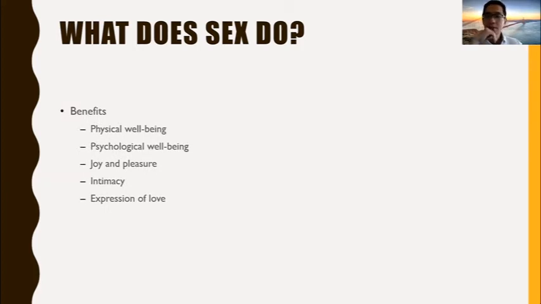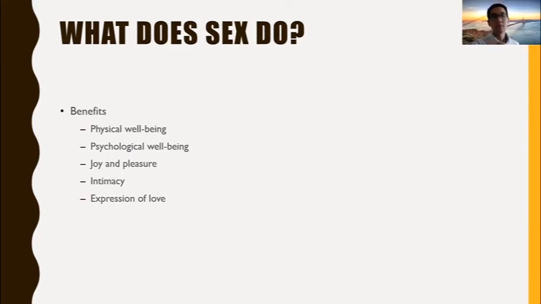So what does sex do to us? So what if people have sex? What are the benefits? What are the reasons why people have sex? So there are several benefits. First of all, sex can benefit physical well-being. People can be physically healthier if having sex, at a moderate level. And also they can enjoy the time. They can be happy. So there can be joy and pleasure. There can be well-being in terms of psychological well-being.